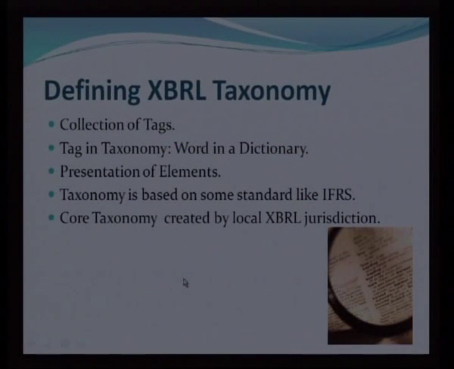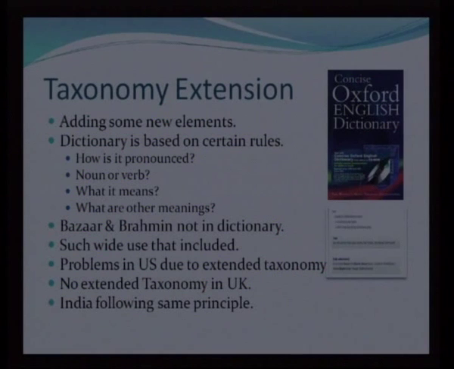Similarly, if we move to the taxonomy, I'm trying to skip a few slides so that it should not be very confusing for the members. So to understand simply what a taxonomy is, it is a collection of tags, and we can compare a tag to a word in a dictionary. It is a presentation of elements, and taxonomy is always based on some standards. It can be IFRS, it can be Schedule 6, and core taxonomy is created by the local XBRL jurisdiction, which is ICAI in this case.